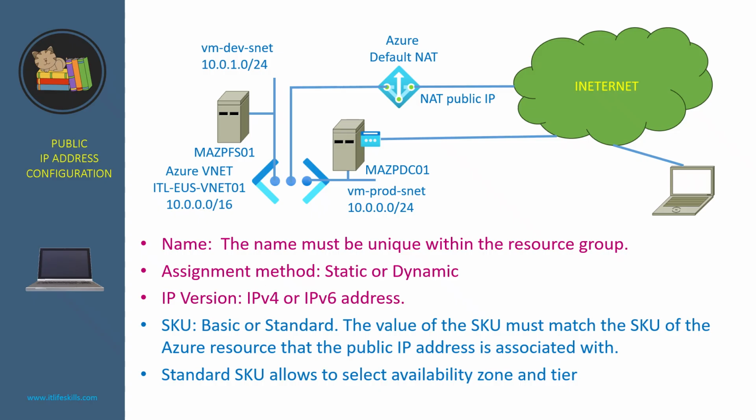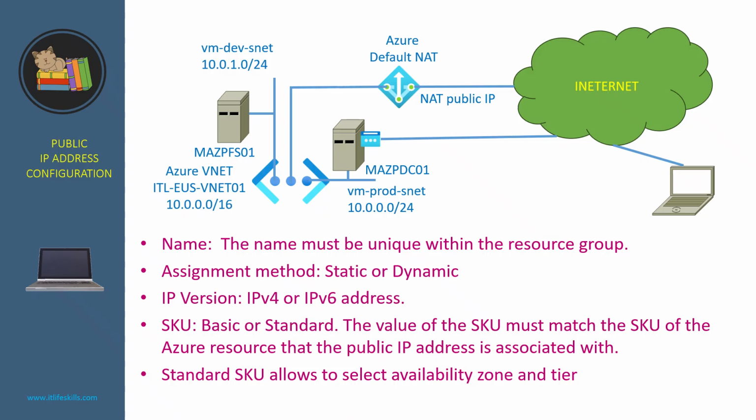Then we need to specify the SKU, which can be either basic or standard. The value of the SKU must match with the SKU of the Azure resource that the public IP address is associated with. The standard SKU allows us to select the availability zone, which can be either no zone or zone redundant, and the tier, which can be global or regional.